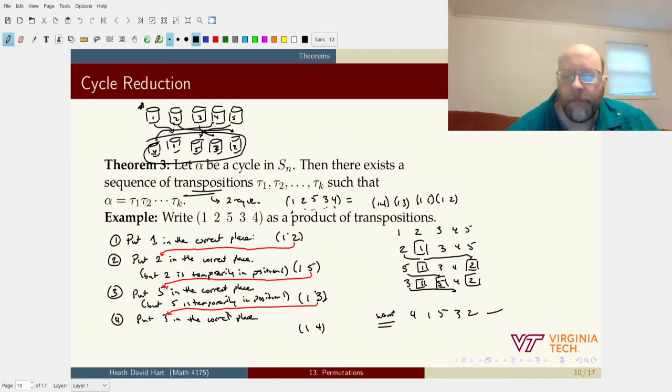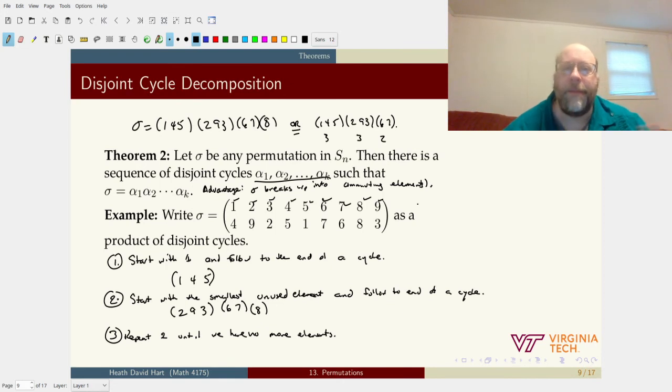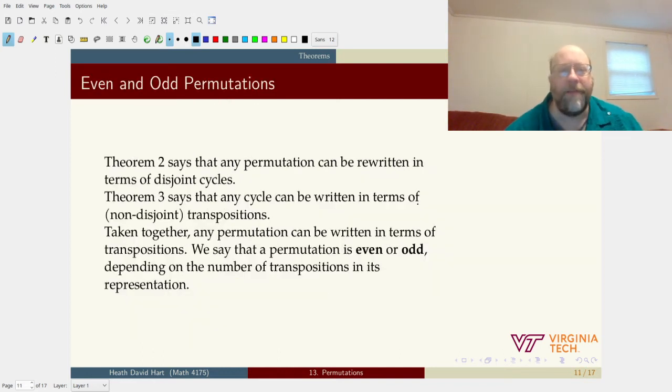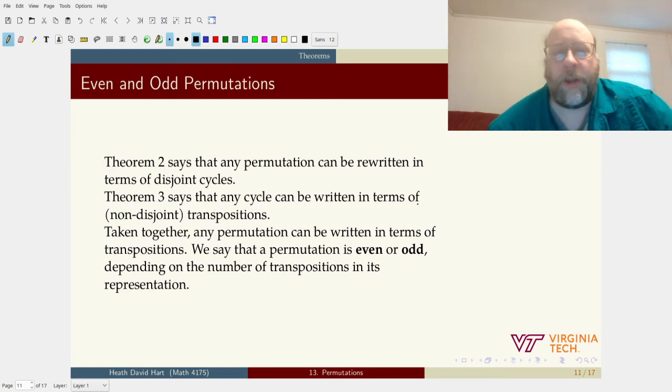Okay? Theorem 2 says any permutation can be broken up into cycles. Theorem 3 says any cycle can be broken up into transpositions. And so when we combine these together, any permutation can be written in terms of transpositions. And we define permutations to be even or odd depending on the number of transpositions in its representation. This is going to be the basis for some parity arguments that we can do later on.